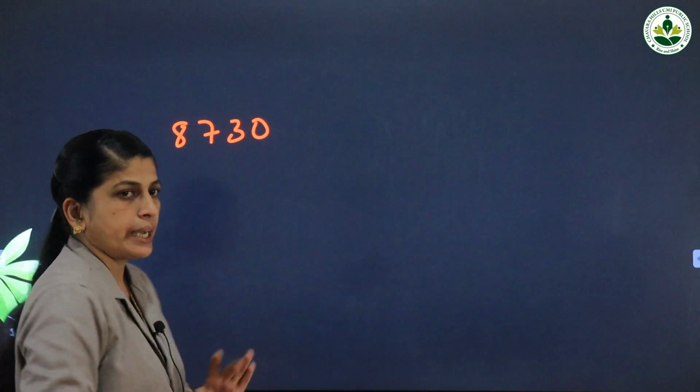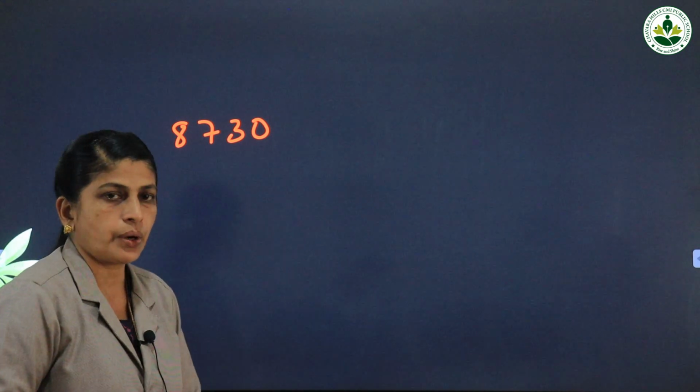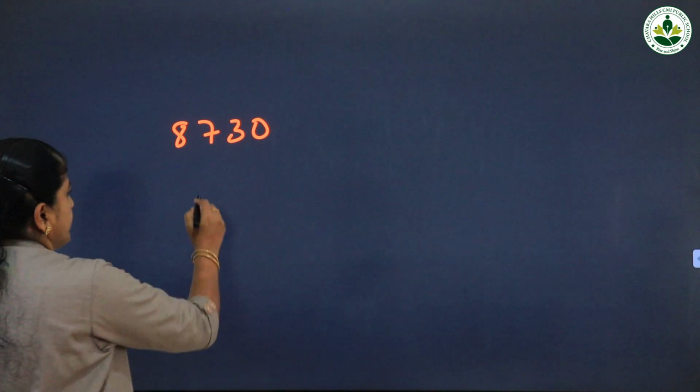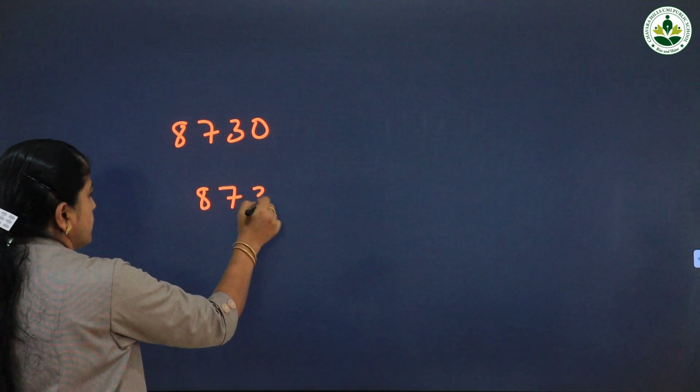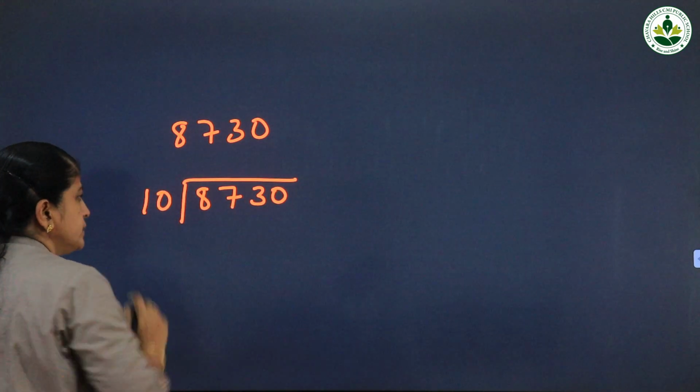8,730. You have to check whether that number is divisible by 10. Its last digit is 0. Therefore, that is divisible by using the rule. We can say that it is divisible by 10. And check whether it is divisible by 10 by using long division, divided by 10.